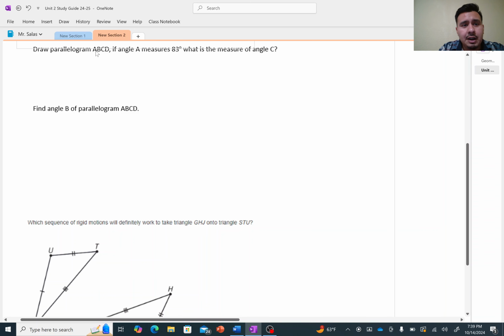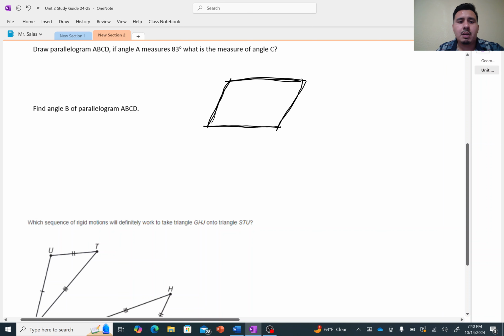So if the letters go A, B, C, D, then we have to connect them as if they were a straight line. So for example, I draw my parallelogram. Doesn't matter, doesn't have to be perfect. Okay. Perfect, that's my parallelogram right here. I'm drawing it. As you can see, it's not a perfect shape, but it's a parallelogram.